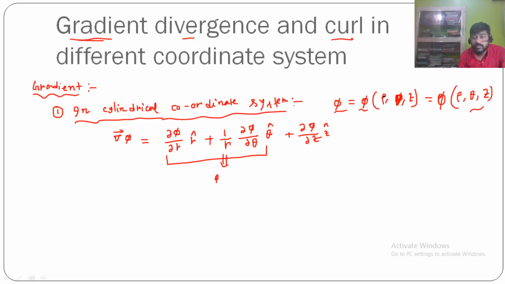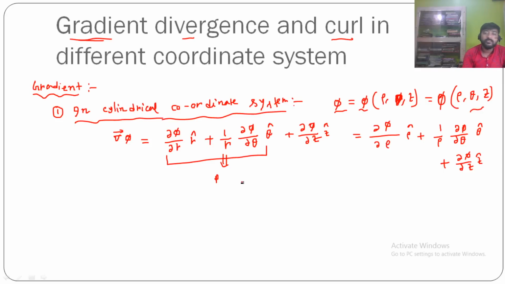If this is rho, phi, z, then you can write it in terms of rho also. According to the notation you can change it. So it will be del phi upon del rho into rho cap, plus 1 by rho into del phi upon del theta into theta cap, plus del phi upon del z into z cap. According to the question you have to manage the notation. So this will be grad phi.